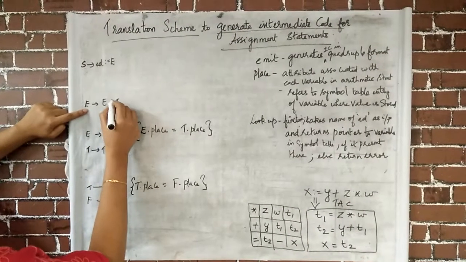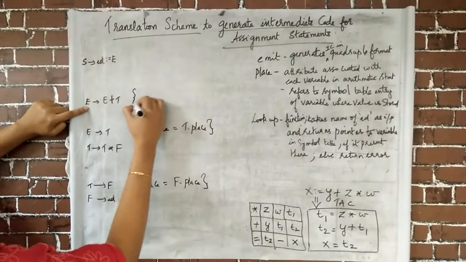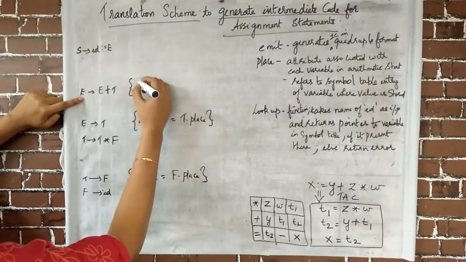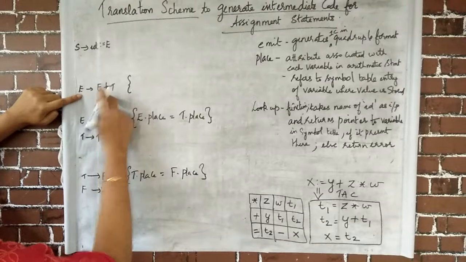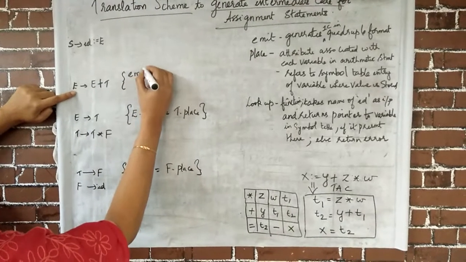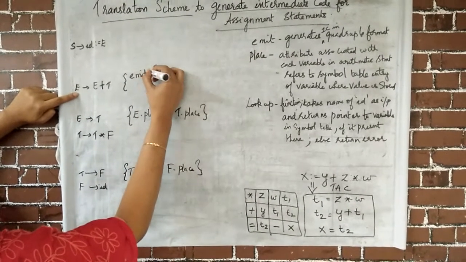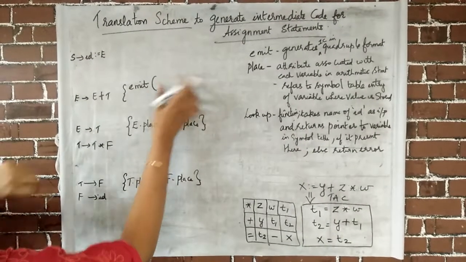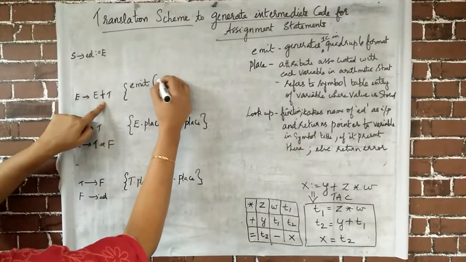So here you can see a plus operator is involved, right? So how will we write the three address code or translation scheme? Since it is having an operator, we have to use the emit function, emit. So we are going to emit a quadruple. Quadruple means there are 4 fields and the first field should be the operator. So what is the operator?